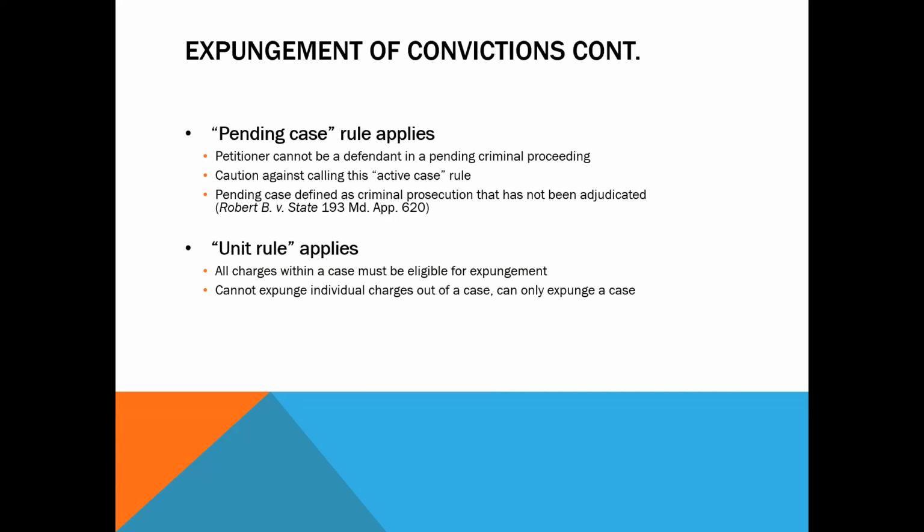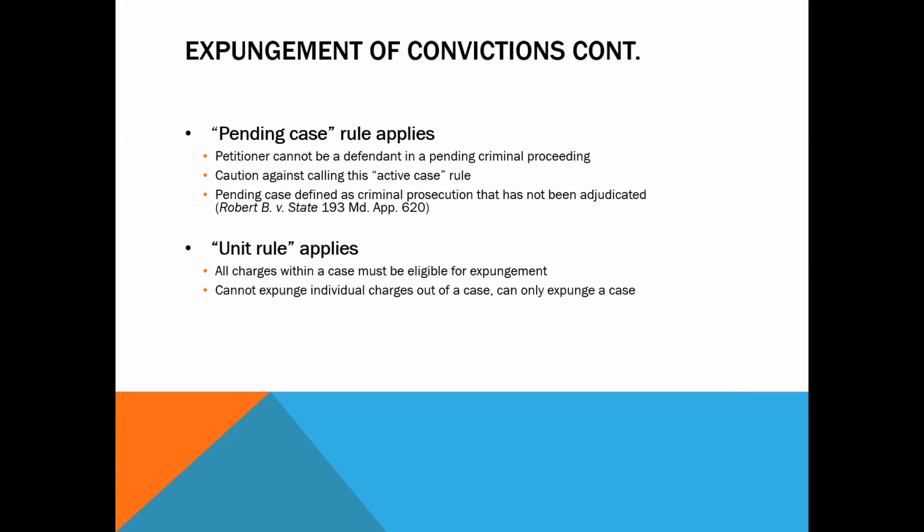And then, of course, the unit rule is still going to apply when we're looking at convictions in the world of the Redeem Act. So the unit rule states all charges within a case must be eligible for expungement in order to expunge that case. Stated another way, you cannot expunge individual charges out of a case. You can only expunge a case.